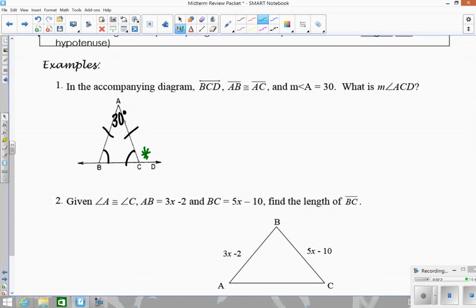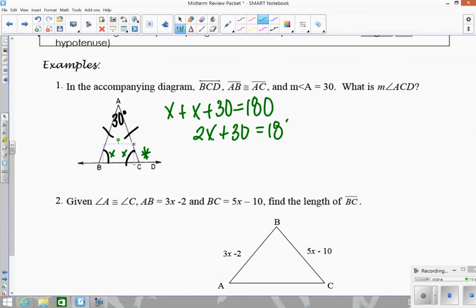Since all three angles in a triangle have to add up to 180, if I call each of these base angles x because they are equal, then 2x plus 30 equals 180. Subtract 30 from both sides, we get 2x equals 150. Divide each side by 2, we get x equals 75. So each of these angles has to be 75. Another way of figuring that out is just by taking 180 minus 30, and you get 150, and then divide your result by 2, since we know those two base angles have to be equal.